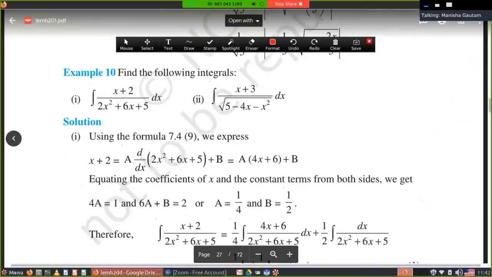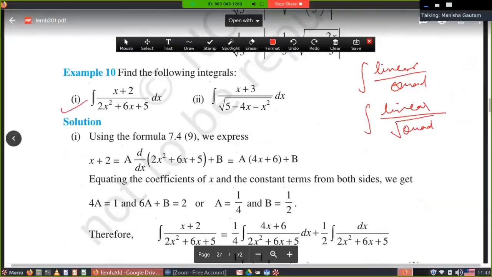In example number 10, here is a type: integration of linear upon quadratic, and linear upon under the root quadratic. This form is in the next example. Now the first part is integration of x plus 2 upon 2x square plus 6x plus 5 with respect to x. Now you have to apply the technique.